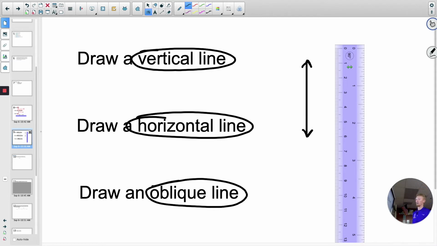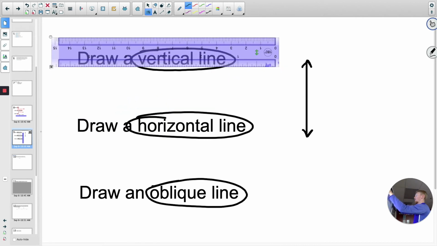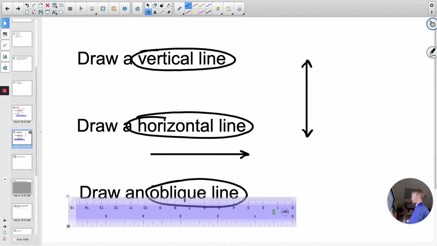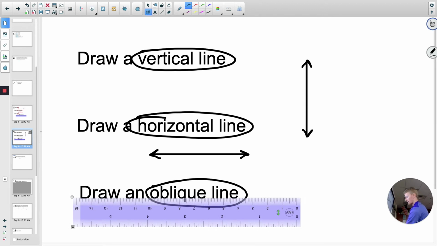All right, so you can go ahead and draw that. That's a vertical line. Horizontal line would go the other way. It would go sideways. So if I have my ruler here, I'll make it horizontal. And here's my horizontal line. Infinite in both directions. And then an oblique line is anything that is not horizontal or vertical. That would be an oblique line.